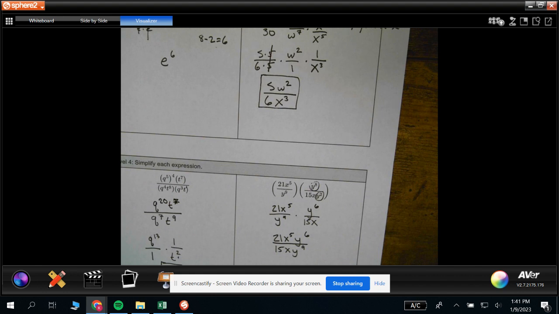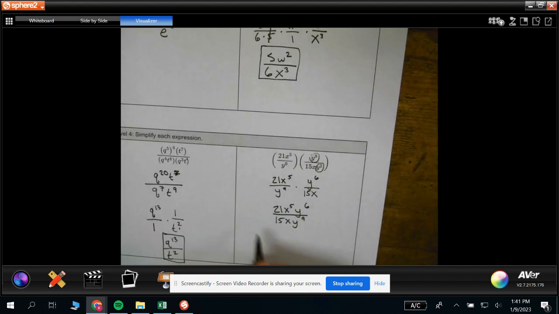Again, this looks just like the other problems we just did. So in that case, let's make it 3 separate fractions. 21 over 15 times x to the 5th over x times y to the 6th over y to the 9th. 21 divided by 15. Greatest common factor there is 3. 3 goes into 21 7 times, goes into 15 5 times.